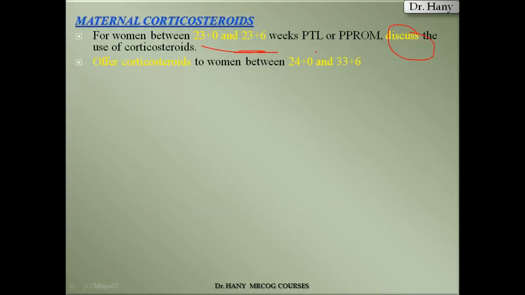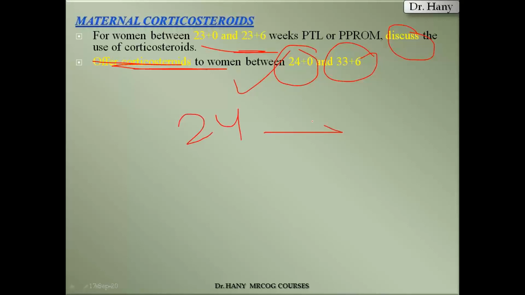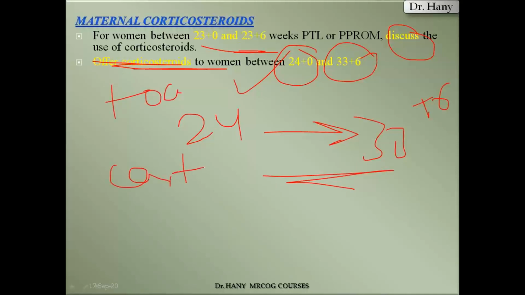From 24 again to 34, you will offer corticosteroid. So tocolysis and corticosteroid are the same between the age of 24 until 34 or 36 plus 6. Tocolysis and corticosteroid. Why? Tocolysis is important to delay and give chances for the corticosteroid to act. It can delay the labor for up to 7 days.